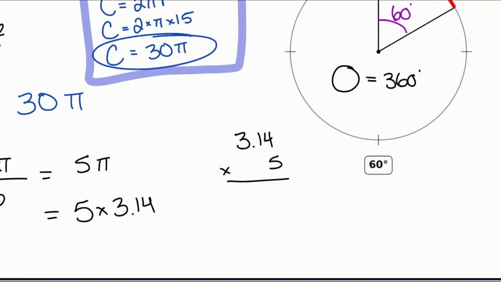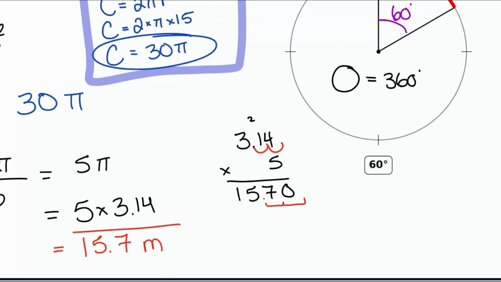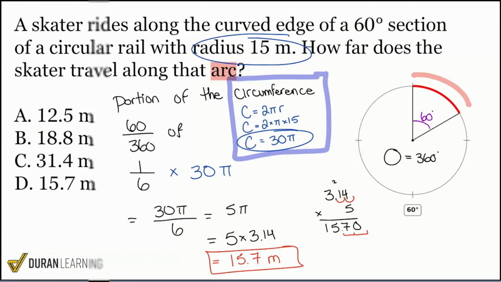But let's go. 4 times 5 is 20. Carry the 2. 1 times 5 is 5. Carry the 2 is 7. And then 3 times 5 is 15. What we'll do at the end is we'll count the decimal places, 1 and 2, and we'll bring that back. So our final answer here will be 15.70, which is the same thing as just saying 15.7, and that'll be 15.7 meters. And there we are, my party people. The final correct answer is answer choice D.